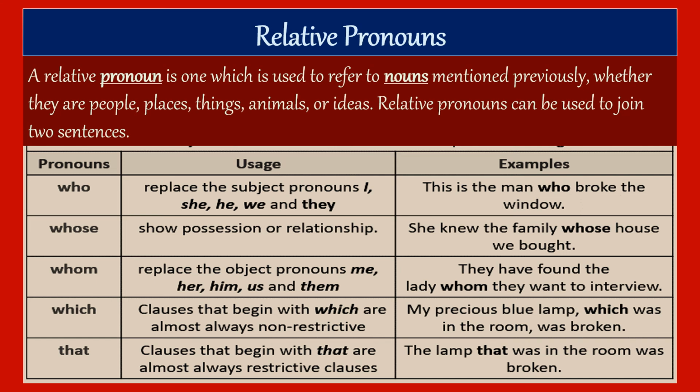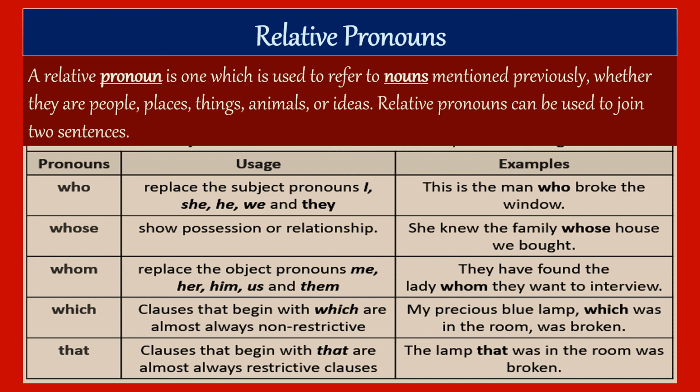The second pronoun is whose, which shows possession or relationship. The example is, she knew the family whose house we bought. Here the word whose shows the family's possession, the ownership, that the house belongs to the family. The other word is whom. Whom replaces the object pronouns me, her, him, us, and them. The example is, they have found the lady whom they want to interview.